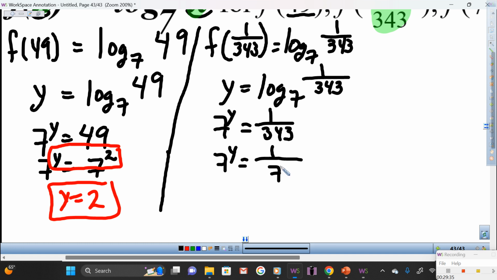Help him out, Frida. 7 to the 3. Okay. Then we send this to the numerator, so this becomes 7 to the y equals 7 to the negative 3. So y equals negative 3.